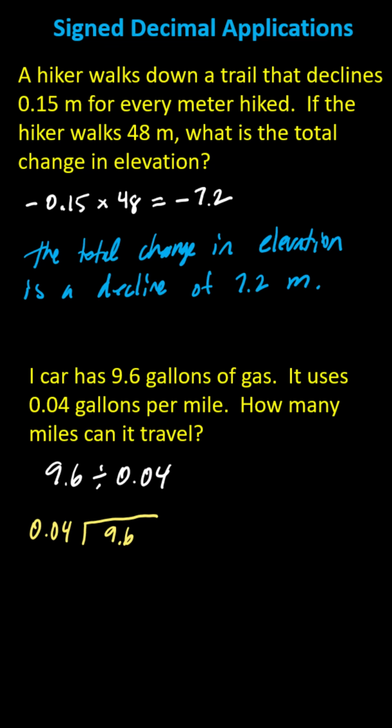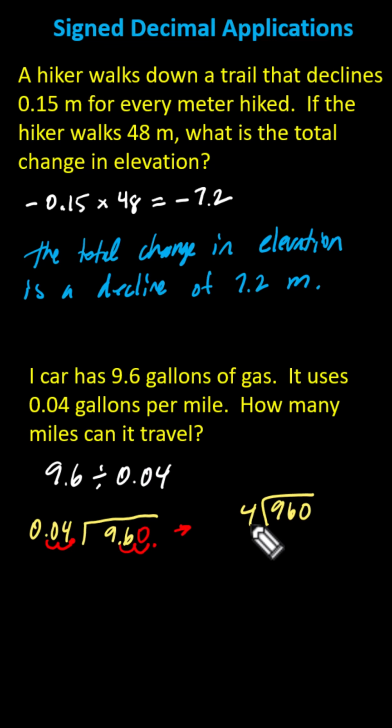We need the divisor to be a whole number. We need to move the decimal point two places to the right in the divisor, which we can do as long as we do the same to the dividend. We place a 0 in the missing digit, indicating the original quotient is equivalent to 960 divided by 4.